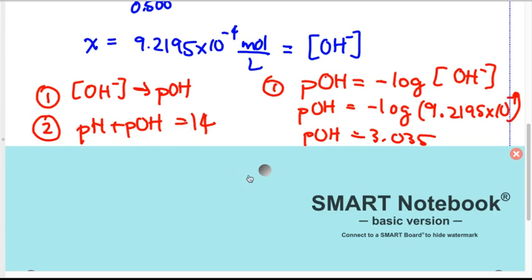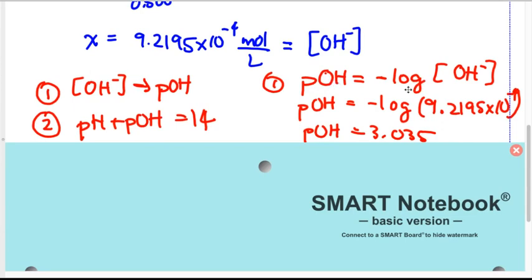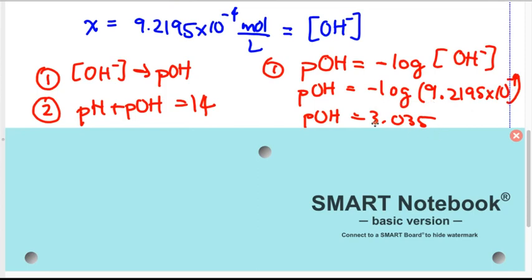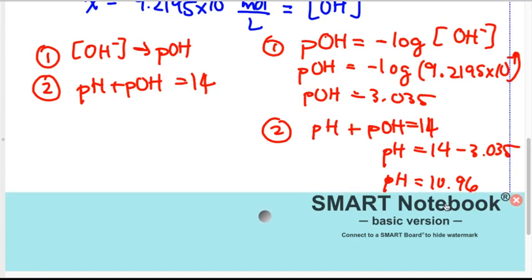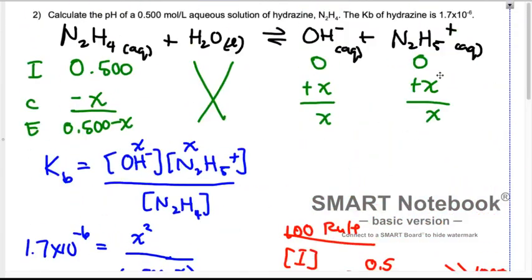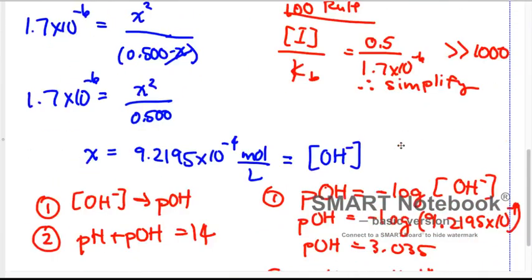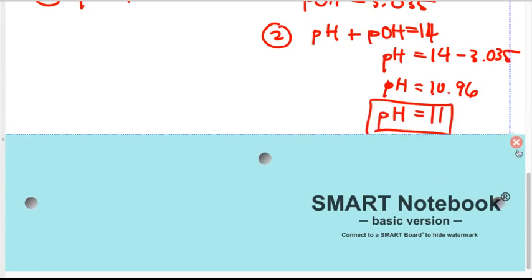pH equals 14. So the first step here, to get to pOH, you have to use this formula here. pOH is equal to the negative log of your concentration. Plug in the values, put this into your calculator, you get a pOH of 3.035. You're going to take that value and subtract that from 14. So 14 minus 3.035. And you get a pH of 10.96. Now I have to go back to the question to adhere to the correct significant digits. We have 2 here as our least certain, so we're just going to round it to a pH of 11.